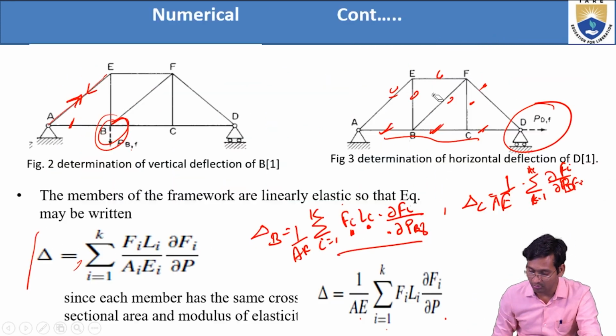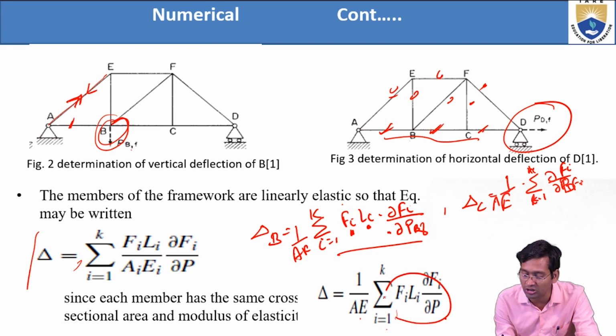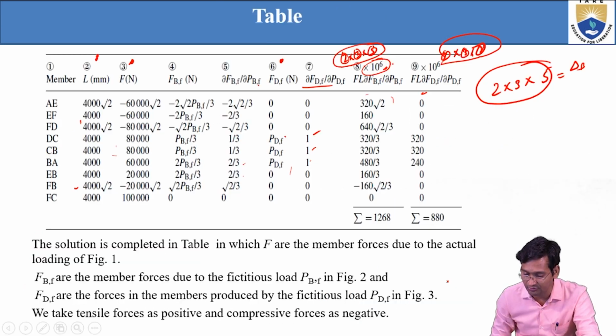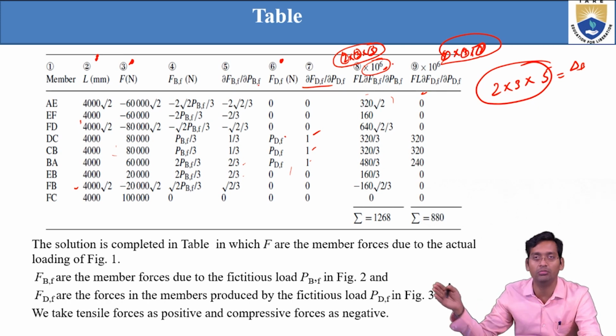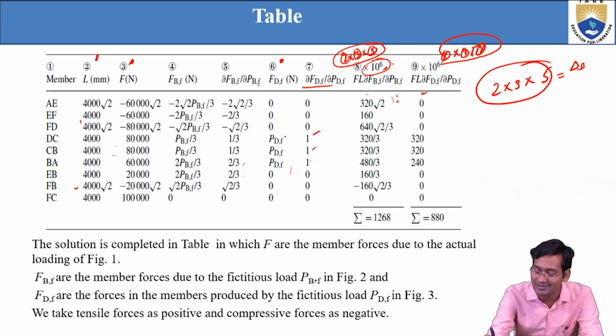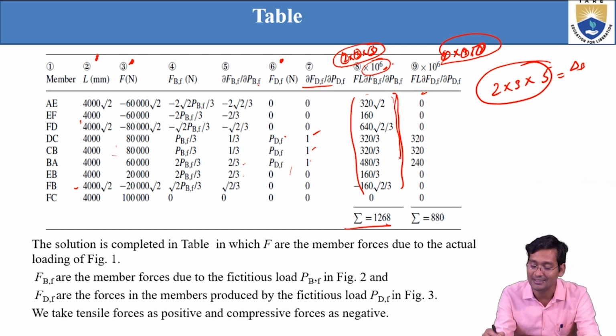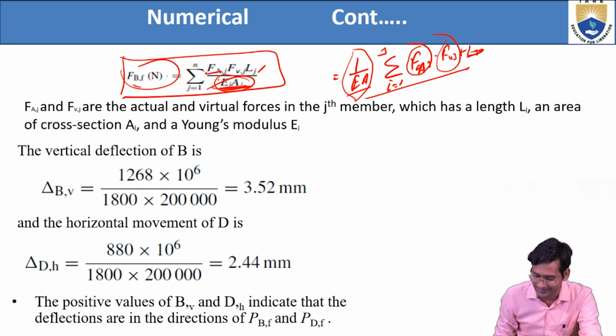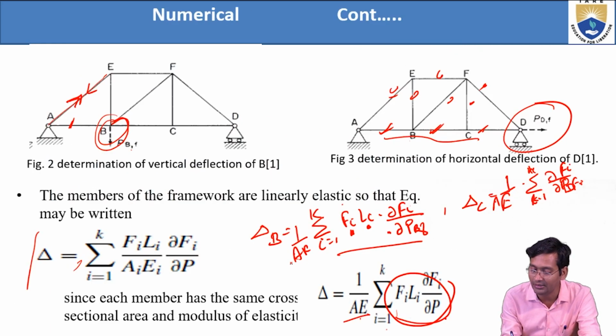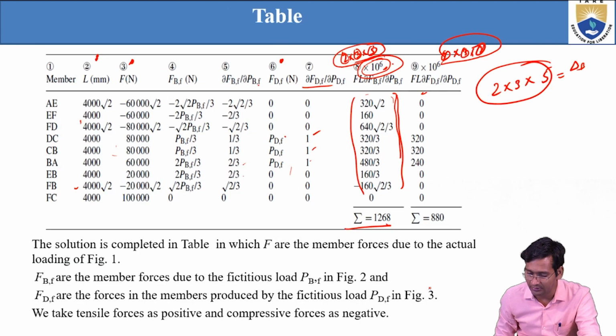Now next, what is the formula? Just see, sigma of all the members, right? So here just see why the tabular is required. Now instead of doing the long addition and all, just add here, right? You will get this one after adding, 1268 into 10 to the power 6. Once you have this, now next what is required? Divided by AE, right? Just now I wrote divided by AE. So after adding, 1268 divided by A into E.